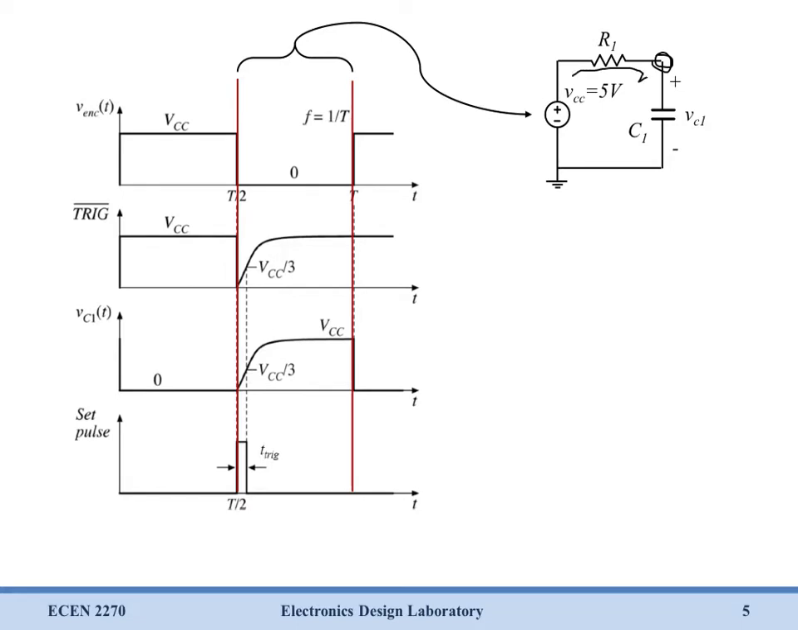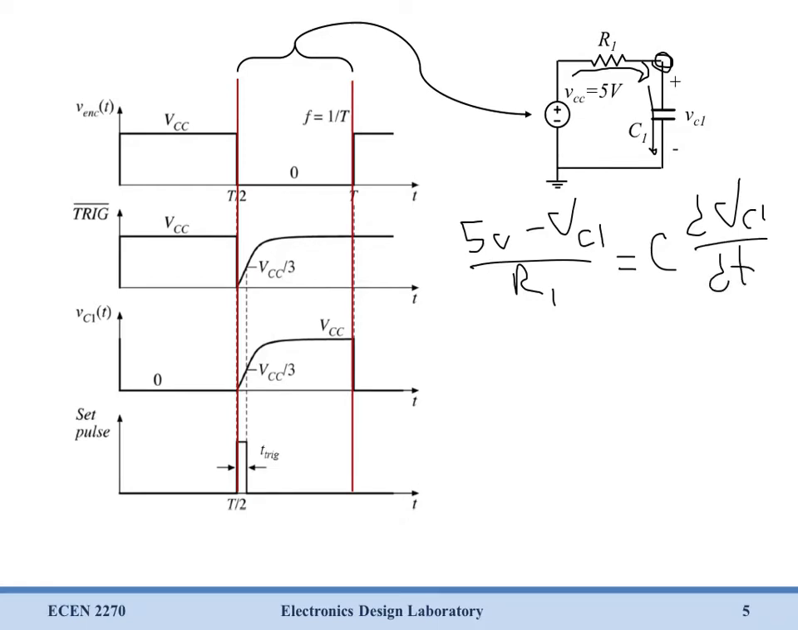We have current flowing this way, and then current flowing down that way. We end up with (5 volts minus Vc1) over R1 equals C dVc1/dt. And you should recognize this. This is pretty much the exact same as what we got before. Because of that, we can just write our answer directly, and we're going to jump to Vc1 equals 5 volts plus some constant times e to the minus t over R1 C1.